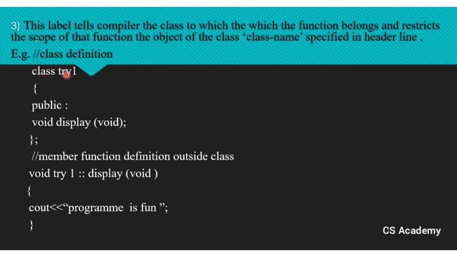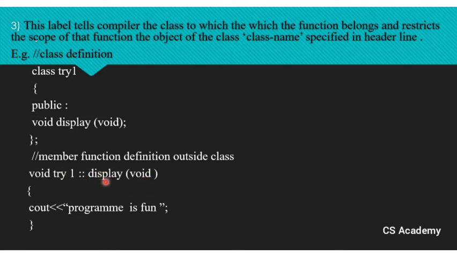So class try1 public void display. So this one is a function, publicly, so this is a display function which is public, okay, and is a member function of this class. Okay, so display is a member function of class try1. It is declared within the class and defined outside the class. So how is it? void try1 scope resolution operator display and the parameters.